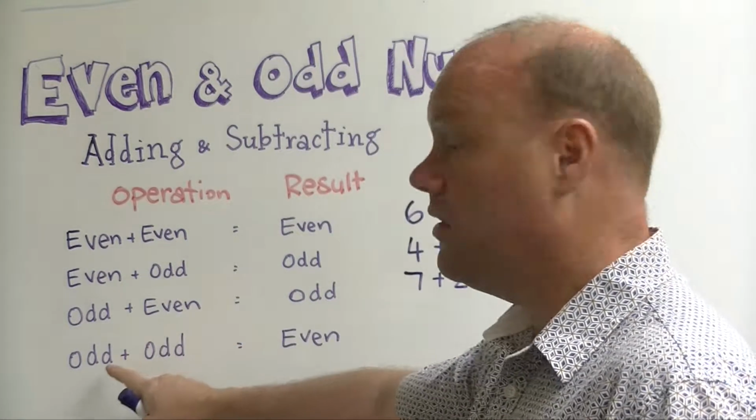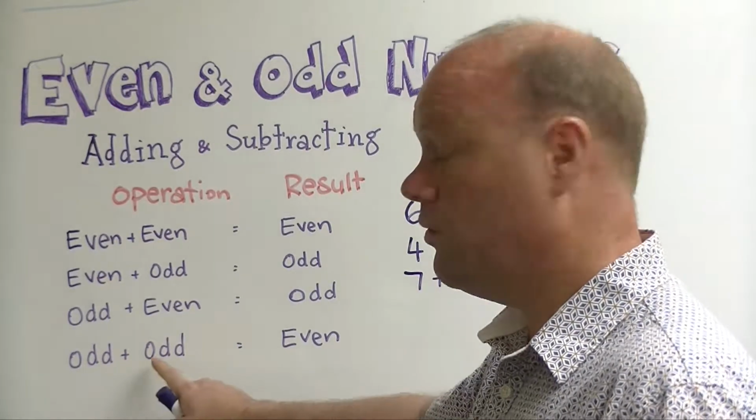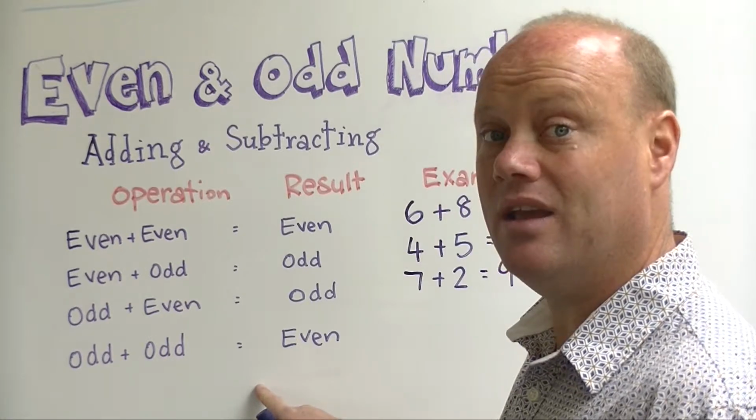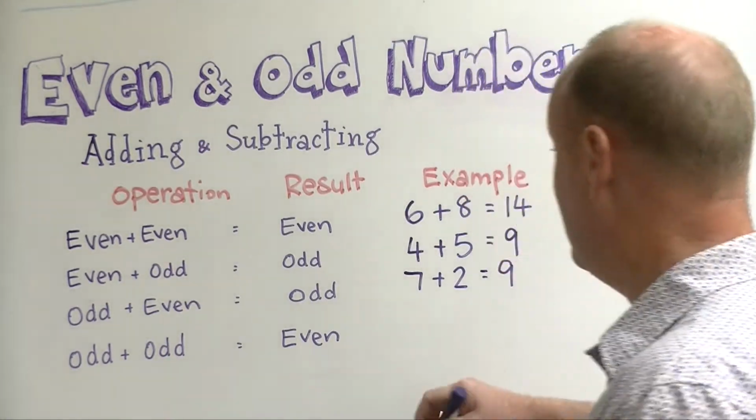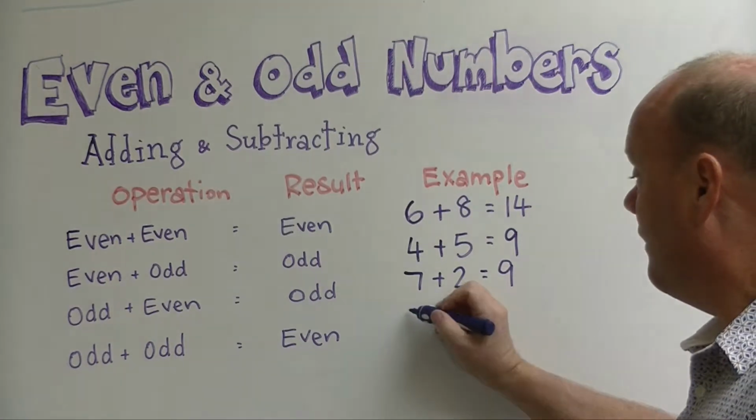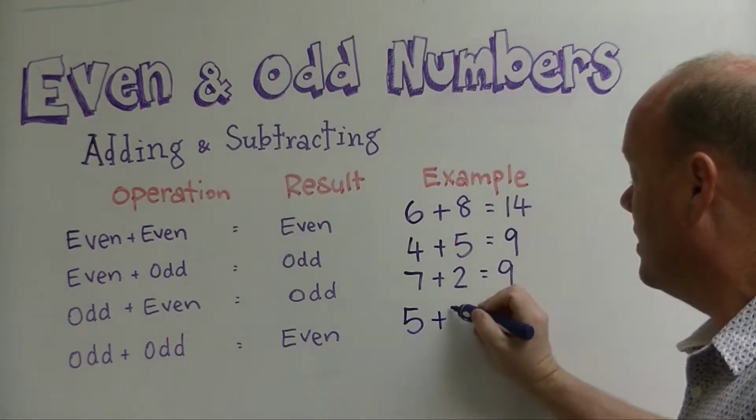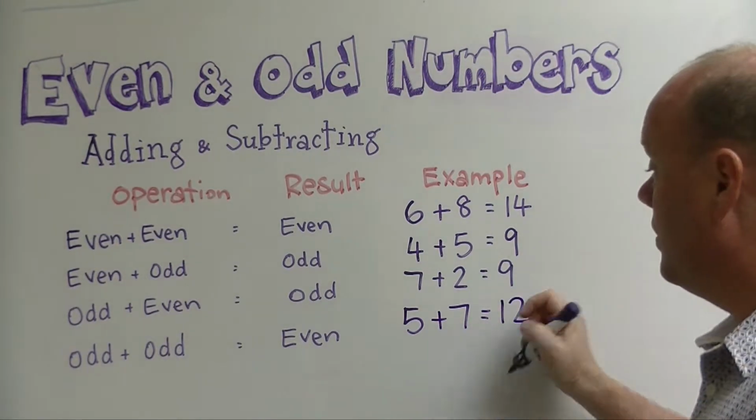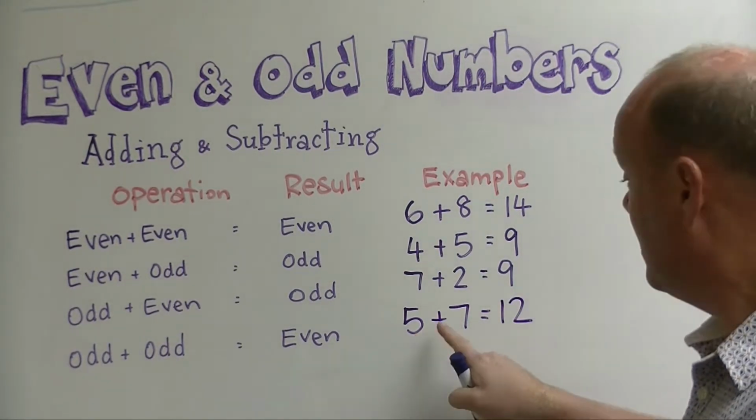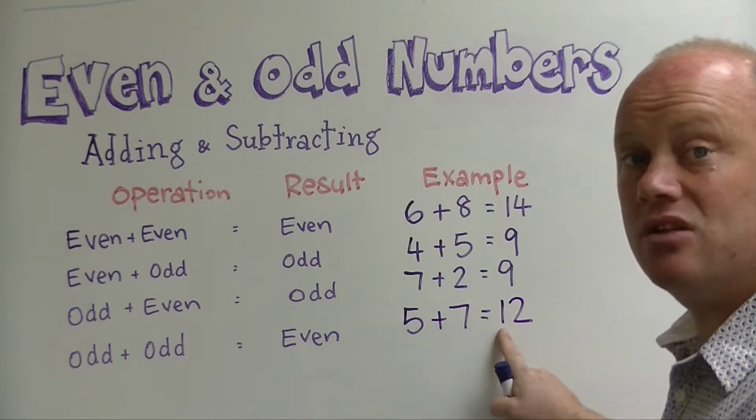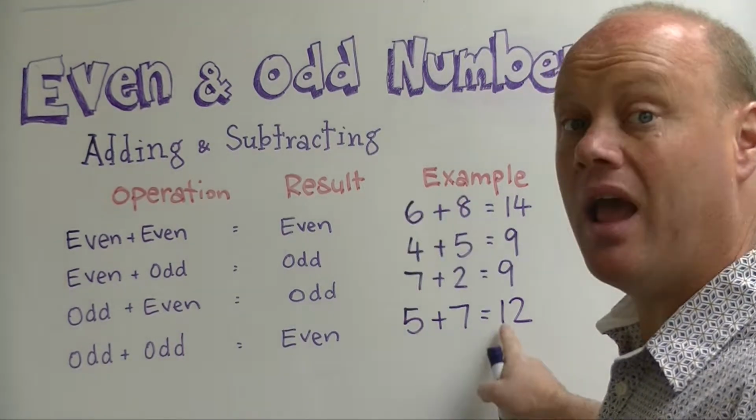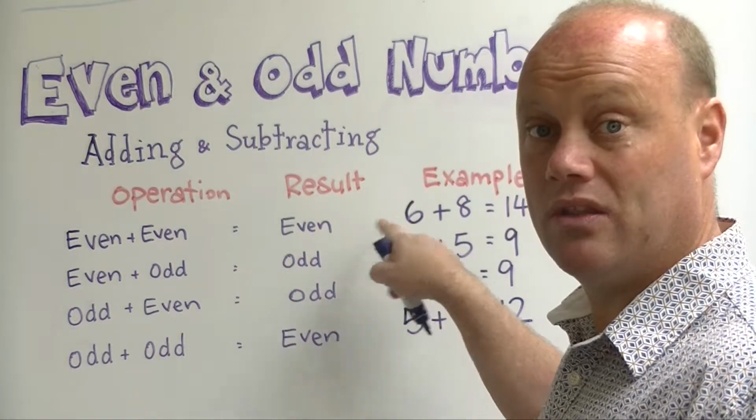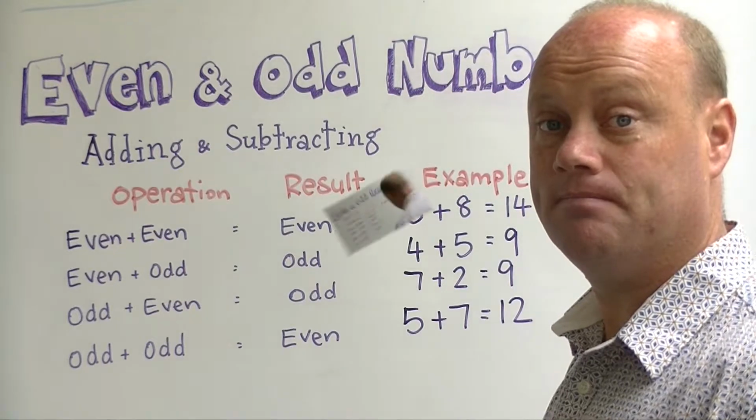And finally, when we add an odd number with an odd number, oddly enough, the answer is always even. For example, 5 plus 7 is 12. 5 is odd, 7 is odd, but the answer 12 is even. And the same thing will happen when we use subtraction. We will get the same answers every time.